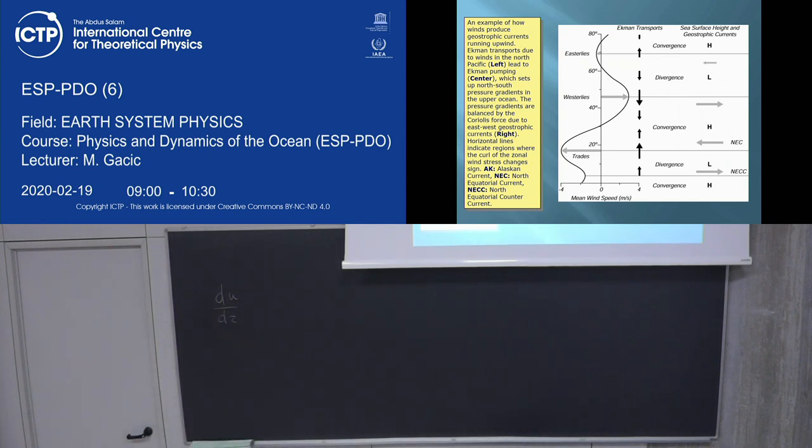Now let's look at how the wind induces convergence or divergence and changes the sea surface height, as a function of whether the wind induces convergence or divergence.